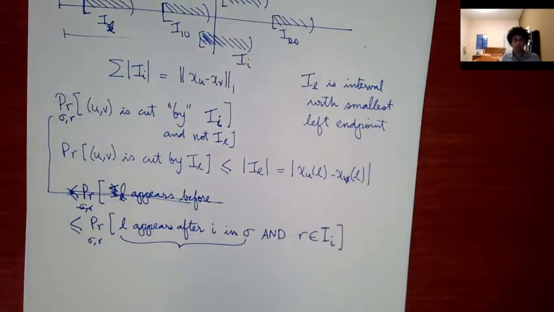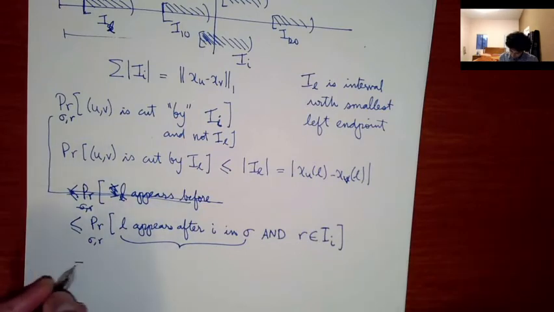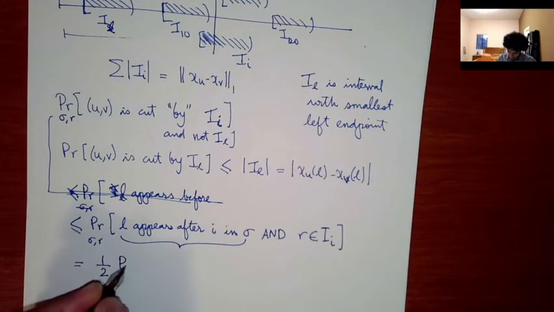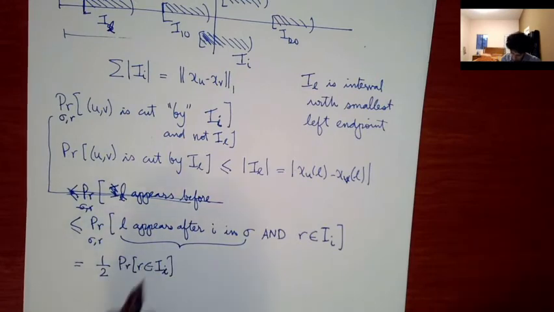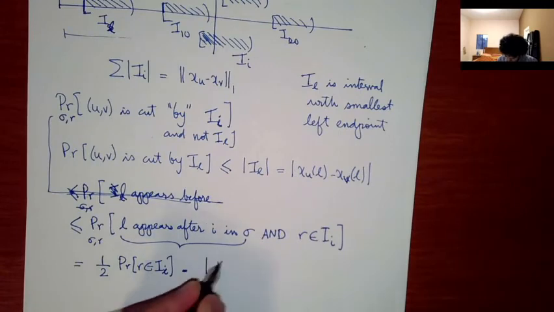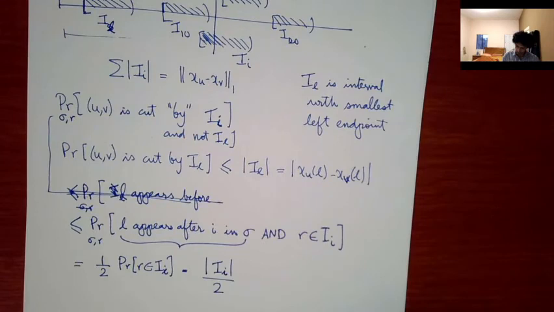Now you're randomly permuting. What is the probability that L appears after I? 1/2. It's a half, exactly. So this is equal to a half times the probability that R is in I_i, and this is simply the length of I_i divided by 2. So this half that we get over here is going to help us now.